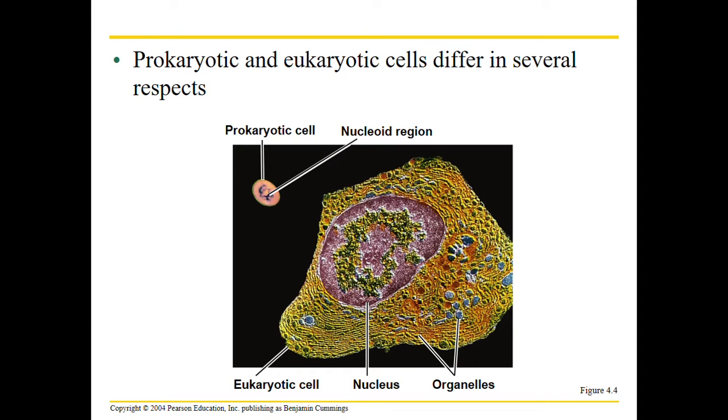This is an example of a prokaryotic cell and a eukaryotic cell. You can see pretty obvious differences. So the prokaryote is tiny, it has that nucleoid region with DNA, and then eukaryote is huge with this nucleus, these little organelles, and DNA inside the nucleus.